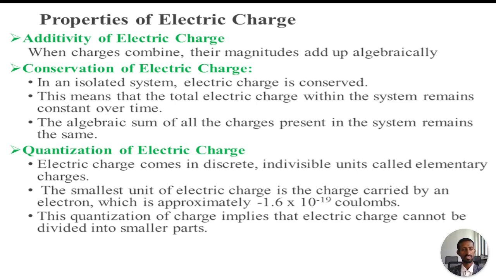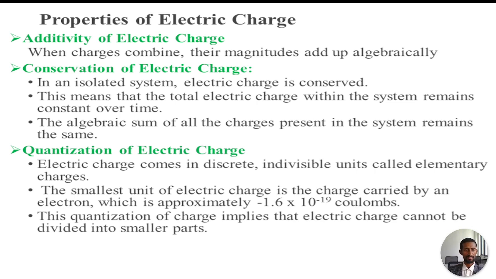What are the properties of electric charge? We have defined what electric charge means, and we have seen some of the effects of charged particles on the magnetic as well as electric fields. So what properties of electric charge are there? The first one is additivity of electric charge. What does additivity of electric charge mean?